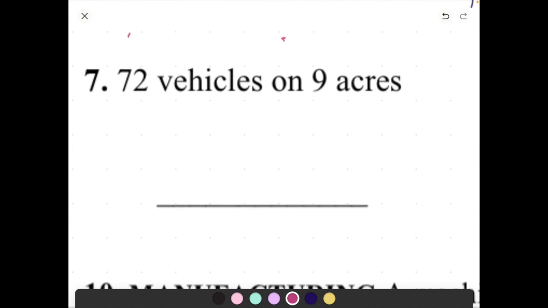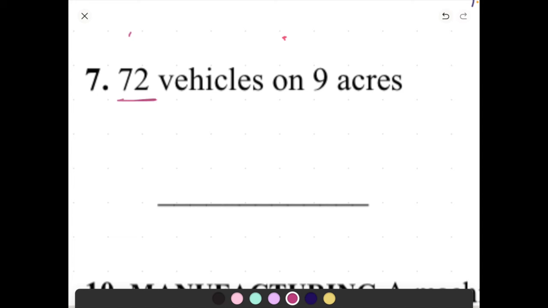Okay, 2 more. 72 vehicles on 9 acres. I want to know how many vehicles per acre. Just take 72 divided by 9. That does go evenly. Now, not every one will go evenly, but these examples do, to hopefully give you an easy way to get started. It's 8 vehicles per acre.